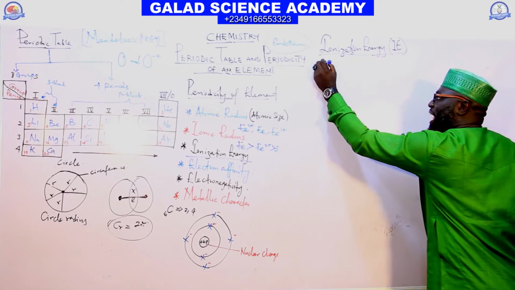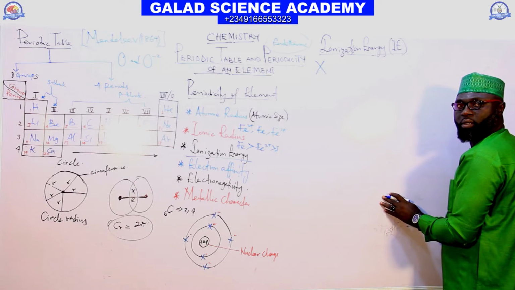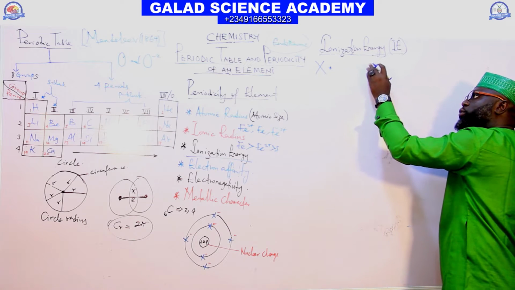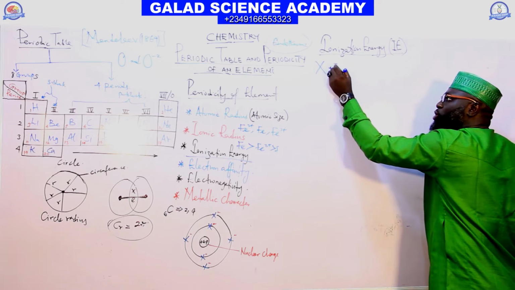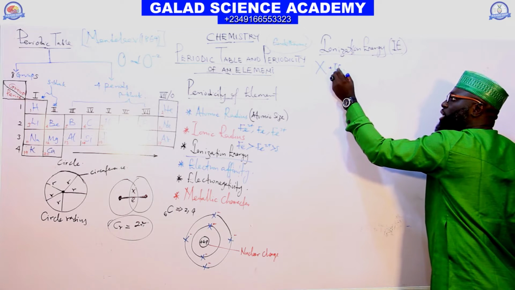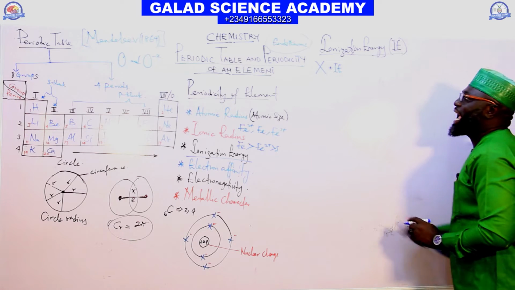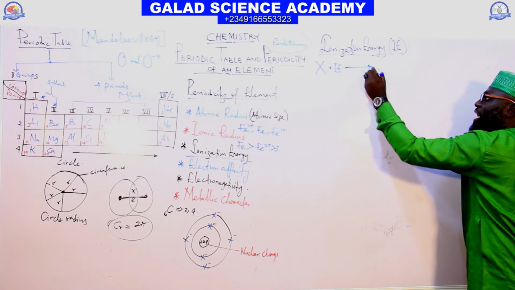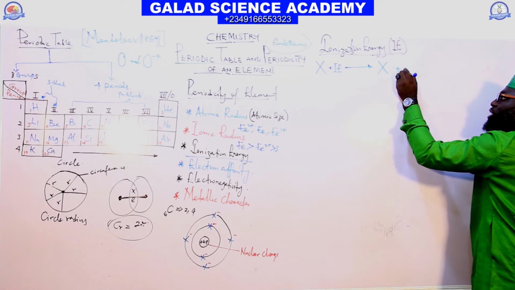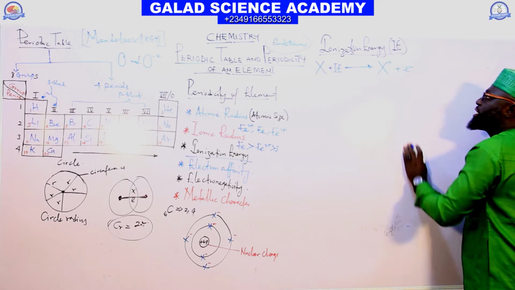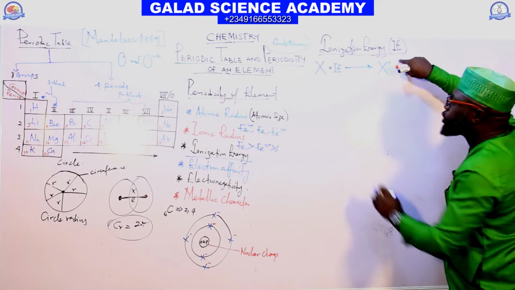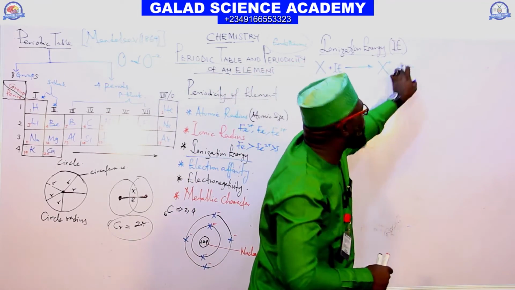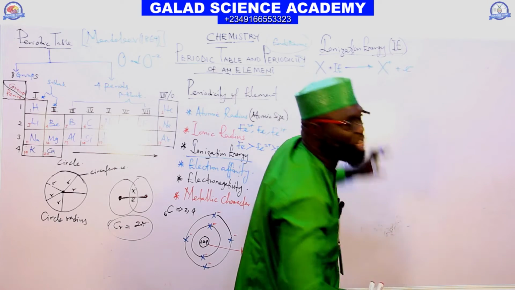Assume we have an element X, and I want to remove an electron from element X. I need to add ionization energy to it, i.e. the energy required to take out an electron from this element X. If we now take 1 mole of electron from it, this X will become positive. So the energy required here that we added to take out this electron from X to become an ion is called ionization energy.